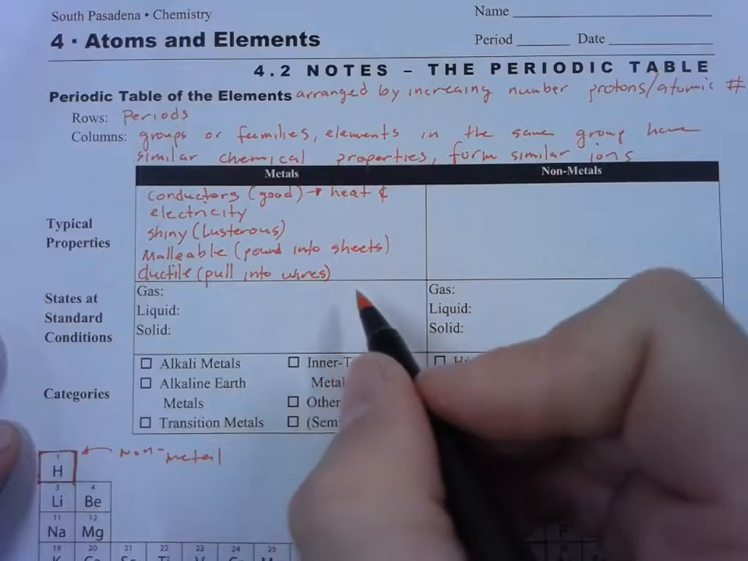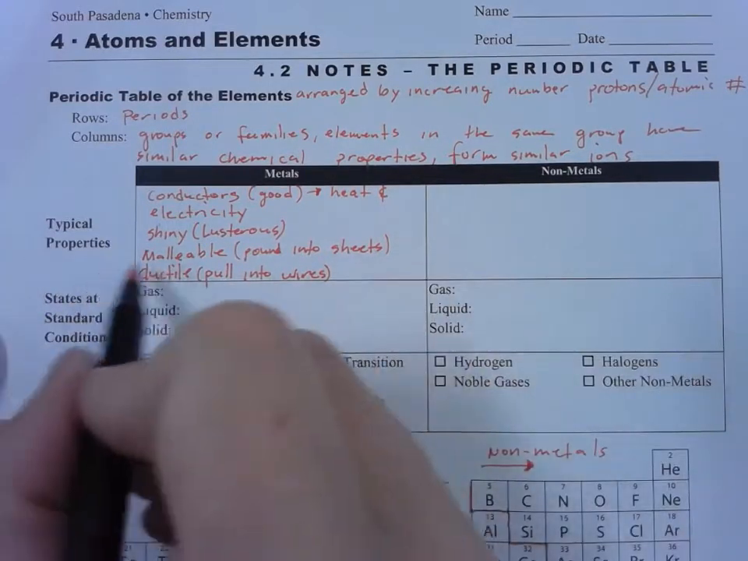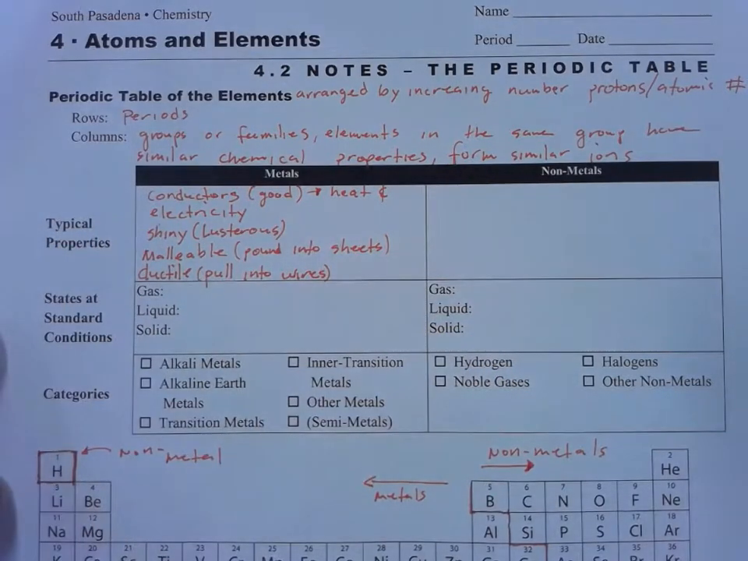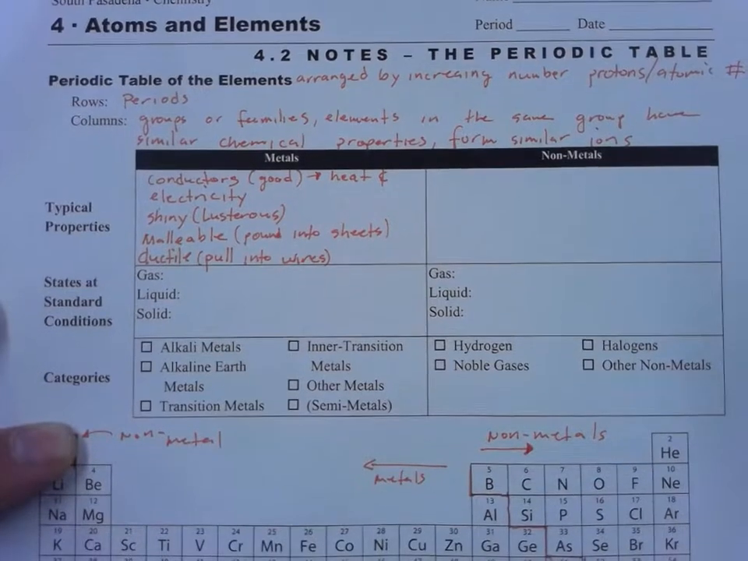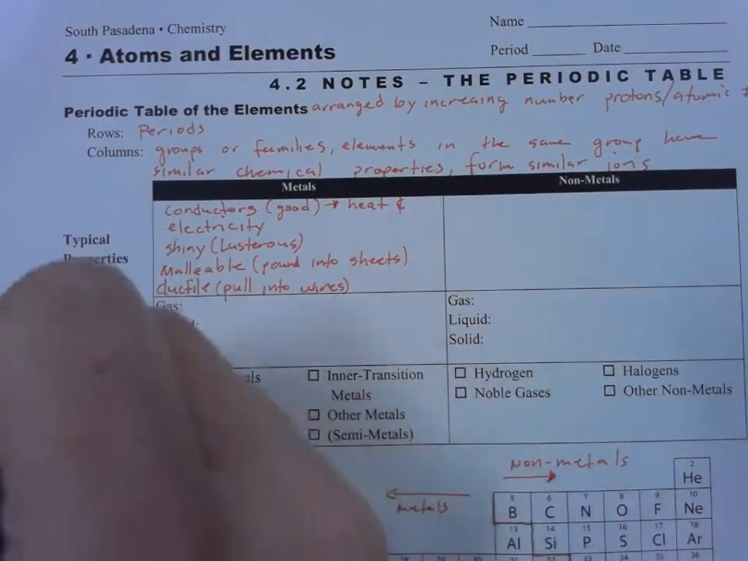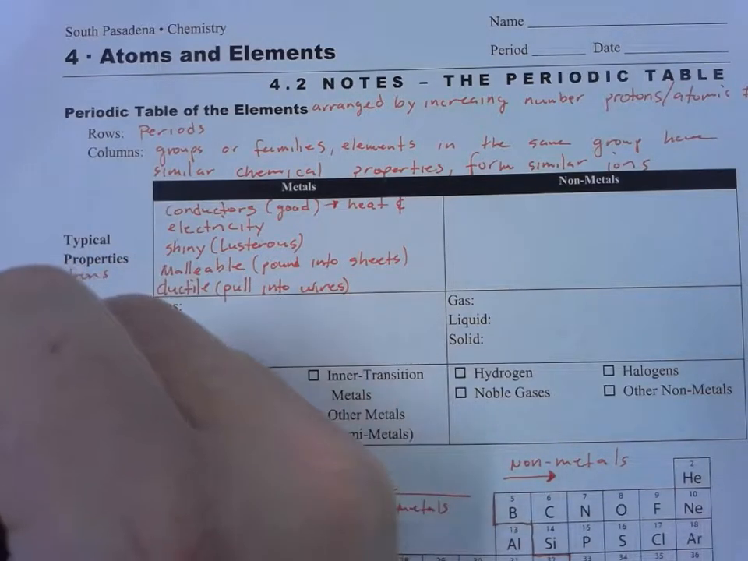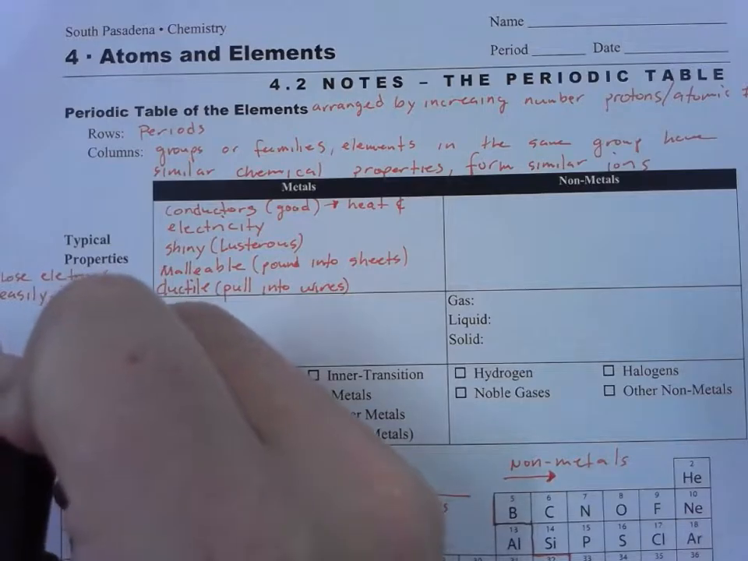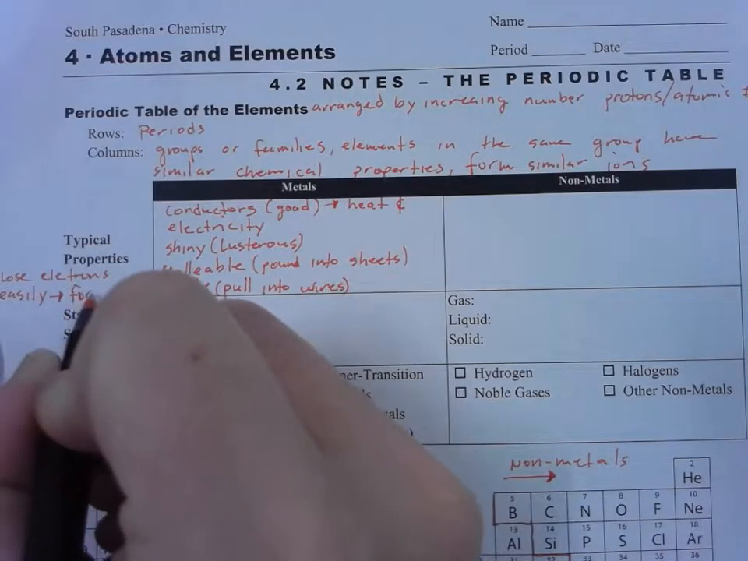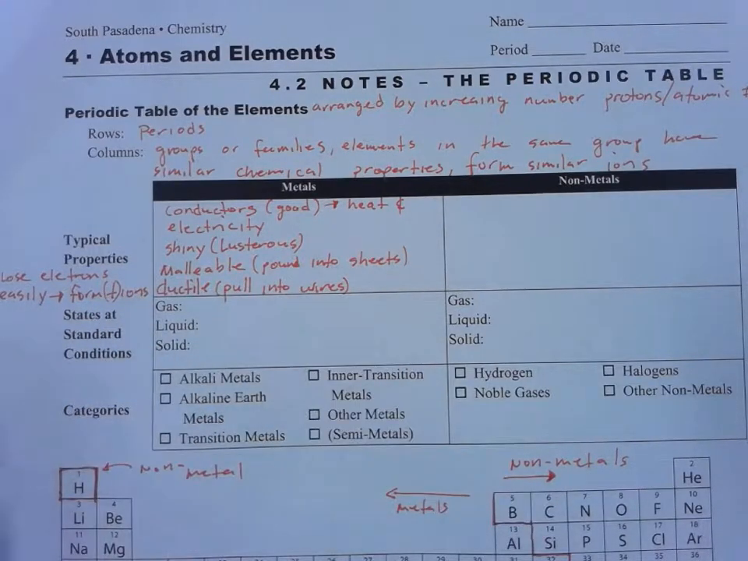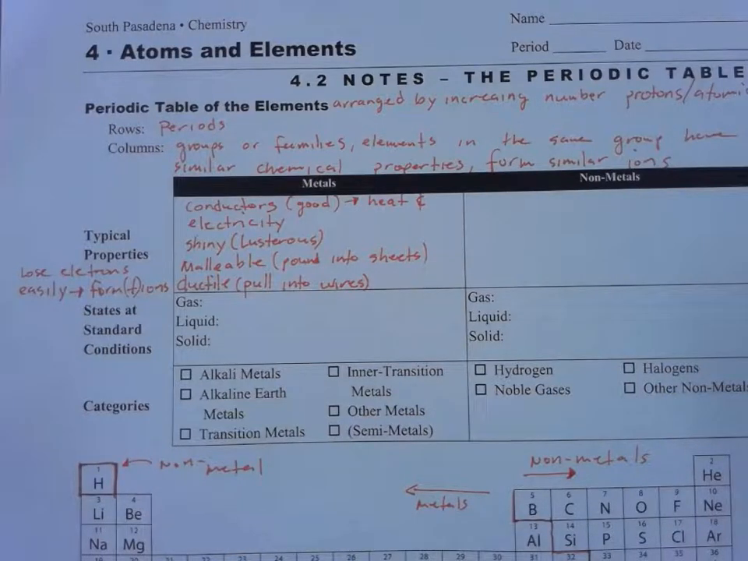And I'm running out of space here, but I'll go ahead and write it here. They lose electrons easily. They form positive ions. So these guys right here, especially in groups 1 and 2, with the exception of hydrogen, lose electrons very, very easily. They form positive ions. Okay? Those are all the characteristics of metals.